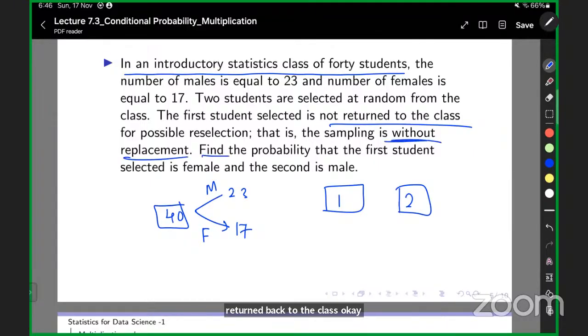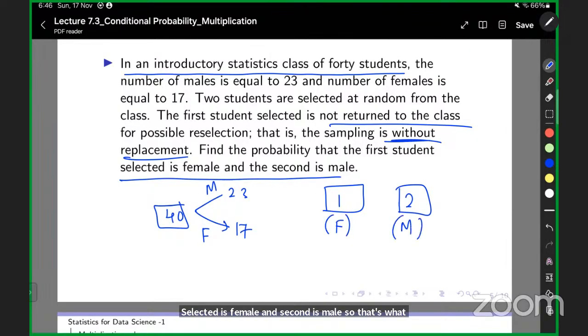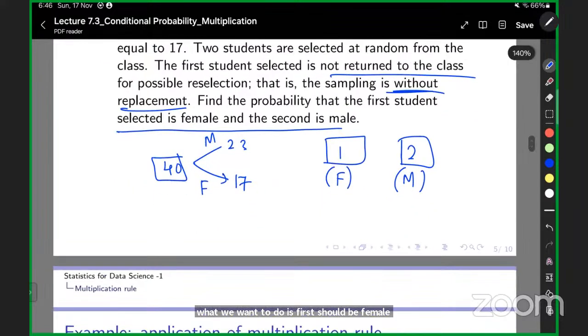As I told you, the first student selected is female and the second is male. So what we want to do is first should be female and the second should be male. That's what the question is. And actually you can solve it easily. Let's say I wanted to select a female first. So order does matter here.